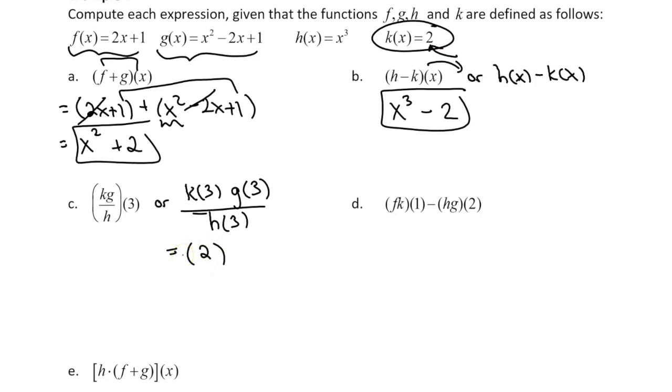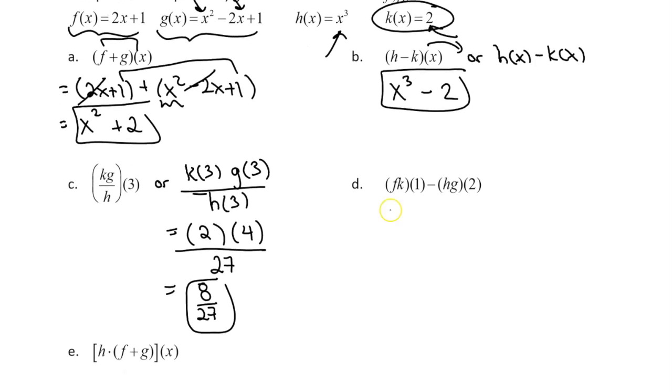And then our g of 3 value, well, if I put in a 3 where I have my x's right here, I would get 9 minus 6 is 3 plus 1, I'd get 4. And then h of 3, well, if I put in a 3 right here and I cube it, 3 cubed is 27. So I would end up with 8 over 27, and that would be our best final solution.